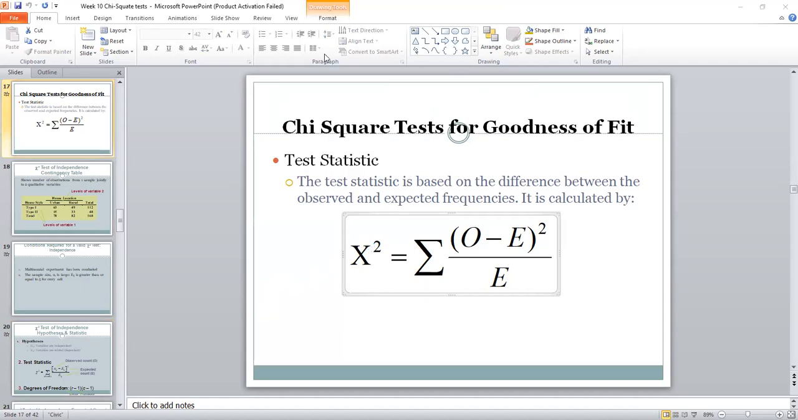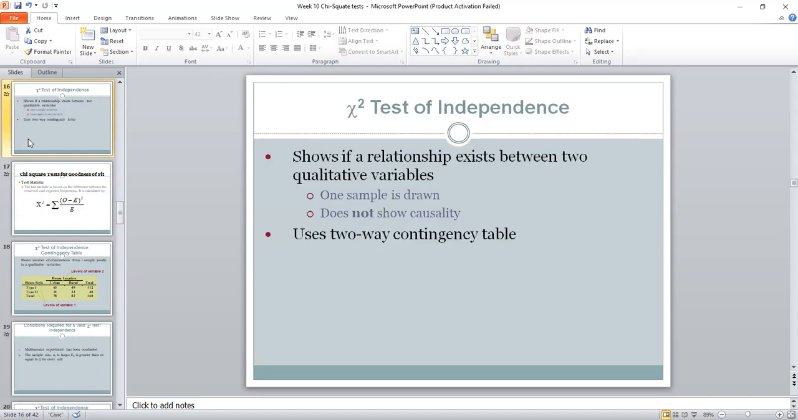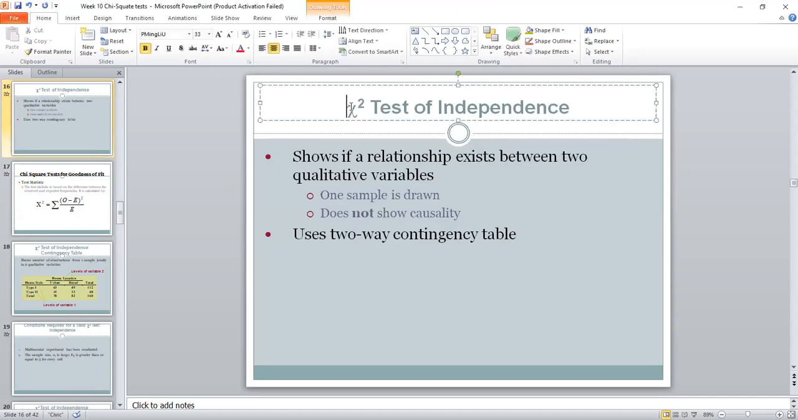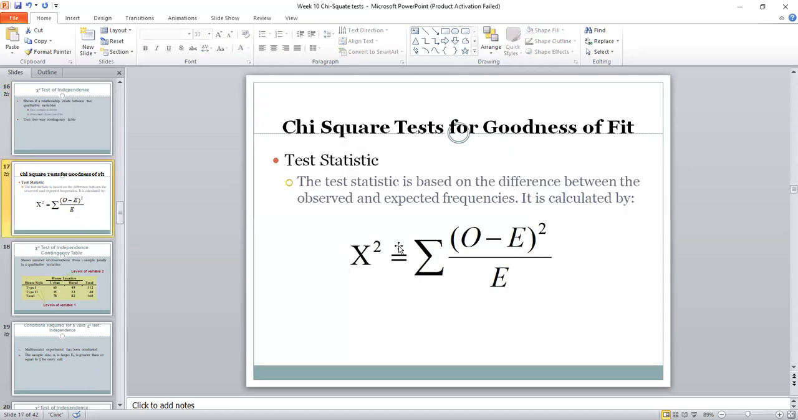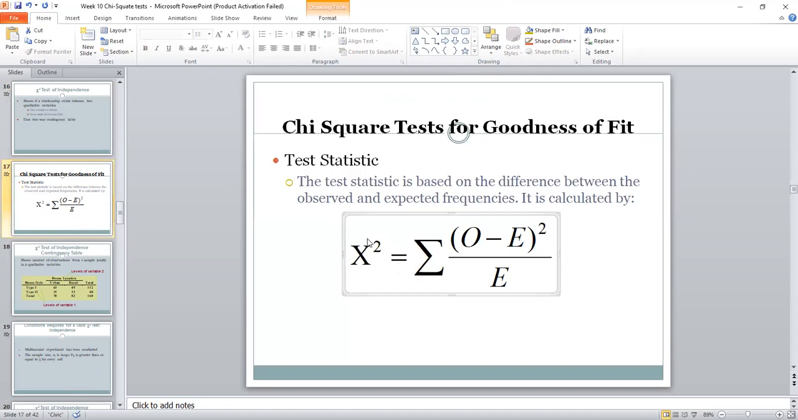Let me just get chi-square somewhere. Where is this thing? I can't get it here. This is Excel. This is PowerPoint. I want to change it for you. But I want you to write this, not X squared. That looks like an X. I want to write this one, this one up here. This is what I want you to have. There. The chi-square test statistic.